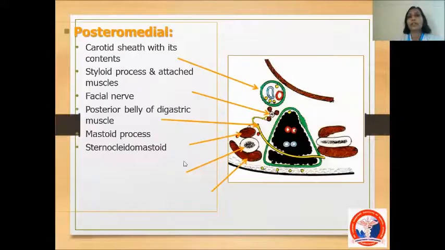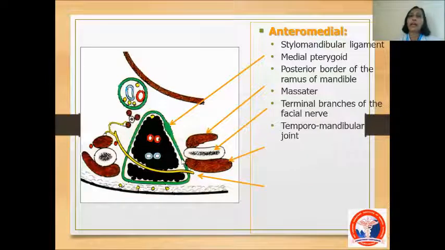The anteromedial surface will be related to the stylomandibular ligament running from the styloid process to the mandible, which is a thickening of the investing layer of deep cervical fascia. The other structures are the medial pterygoid muscle, attached to the deep surface of the ramus of mandible, the masseter muscle, attached to the superficial or lateral surface of the ramus of mandible, and then the free posterior border of the ramus of the mandible.